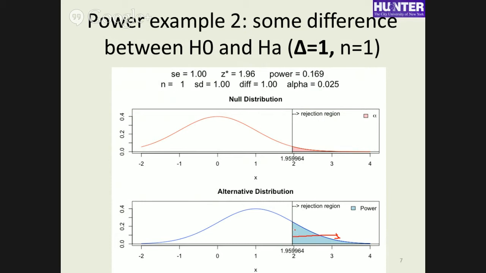So the power here is approximately going to be just the area in this right tail to the right of the rejection region. Is this 0.05? Yep, this is still an alpha of 0.05, because this should have another rejection region here. I should go and draw them in.